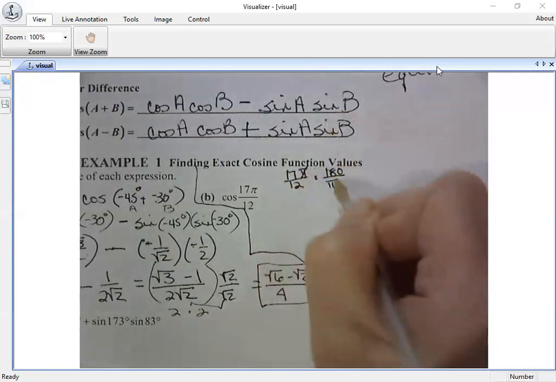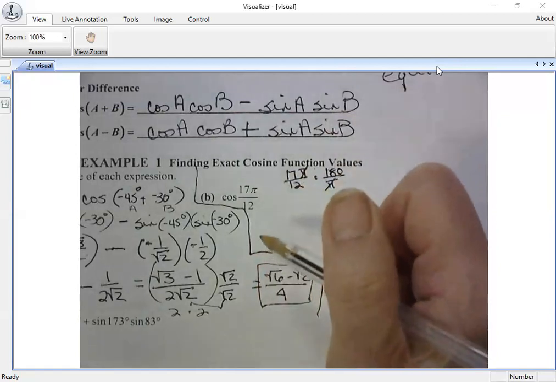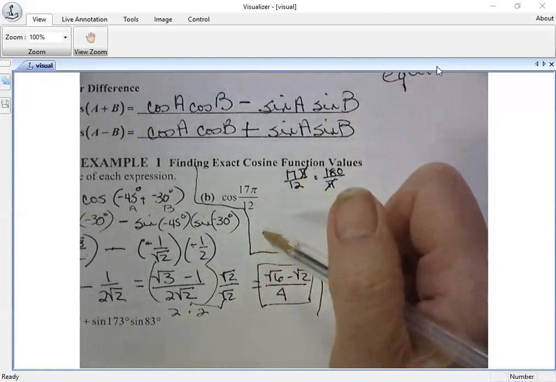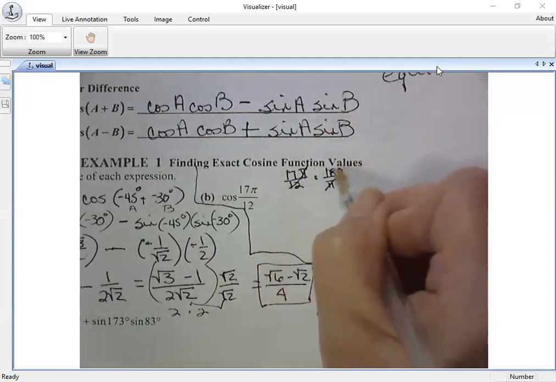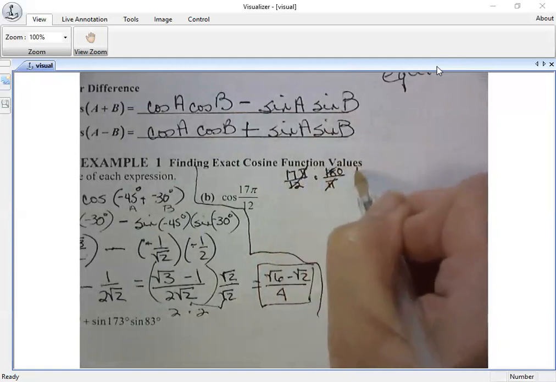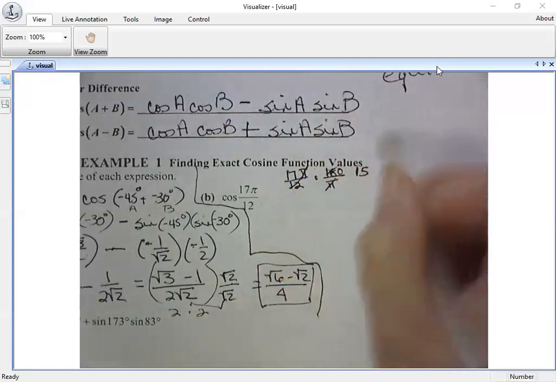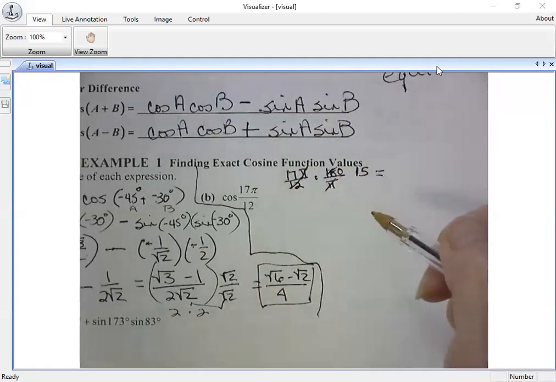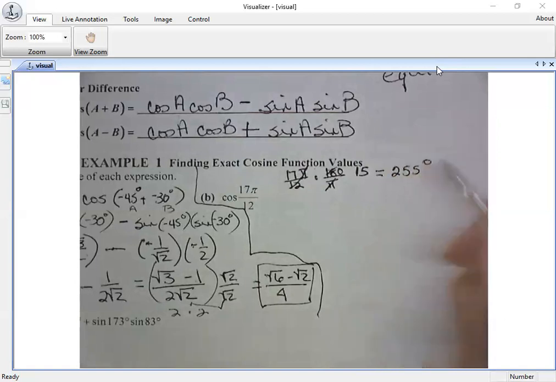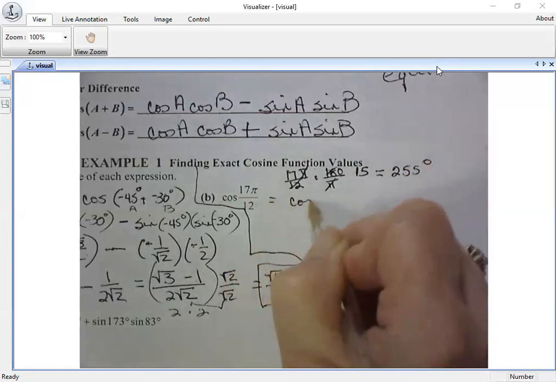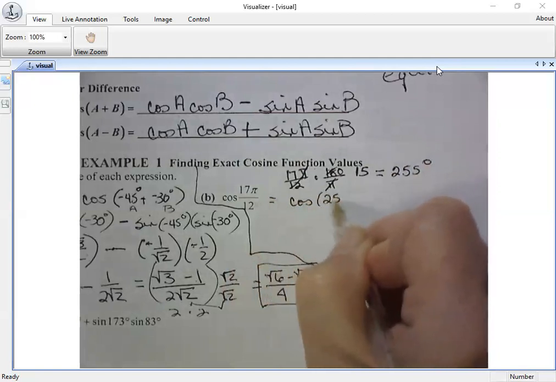So now the pi's cancel. How many times will 12 go into 180? 12 goes into 18 one time, with 6 left over, 12 goes into 60 5 times. So 12 goes into 180 15 times. So now we've got to multiply 17 times 15, 255 degrees. All right, so we're going to rewrite this as the cosine of 255 degrees.